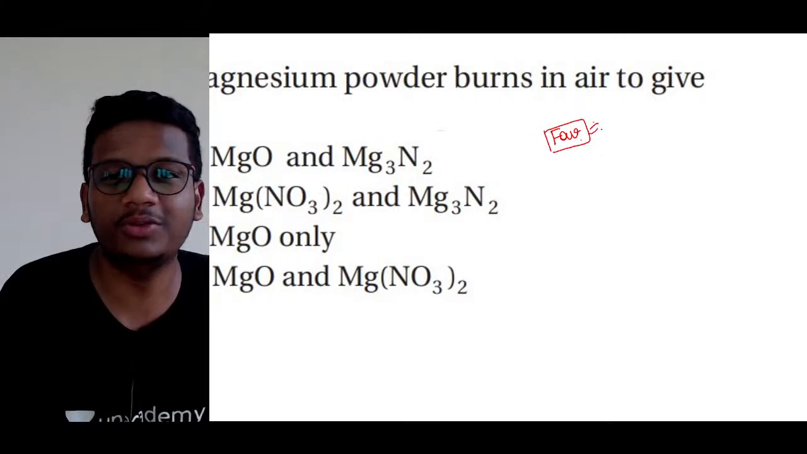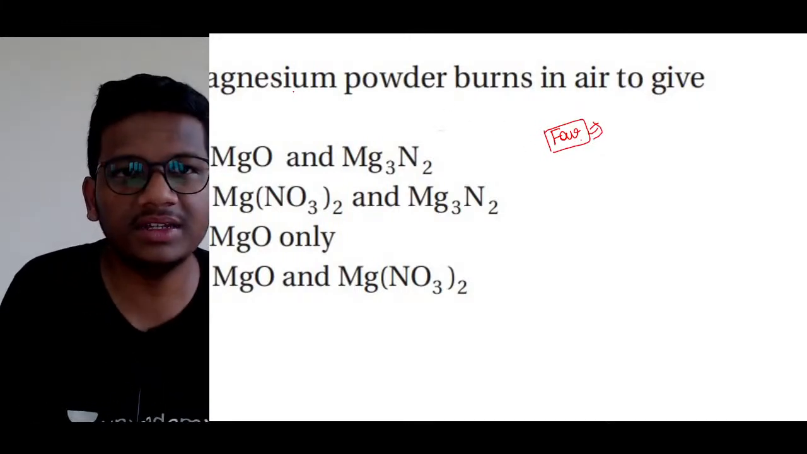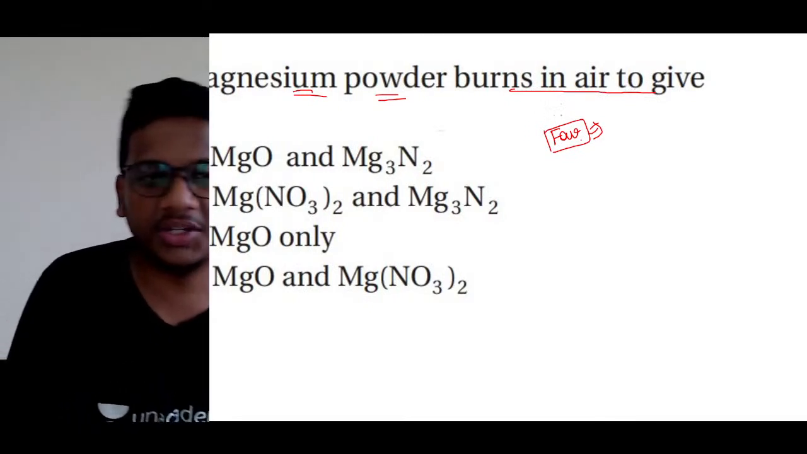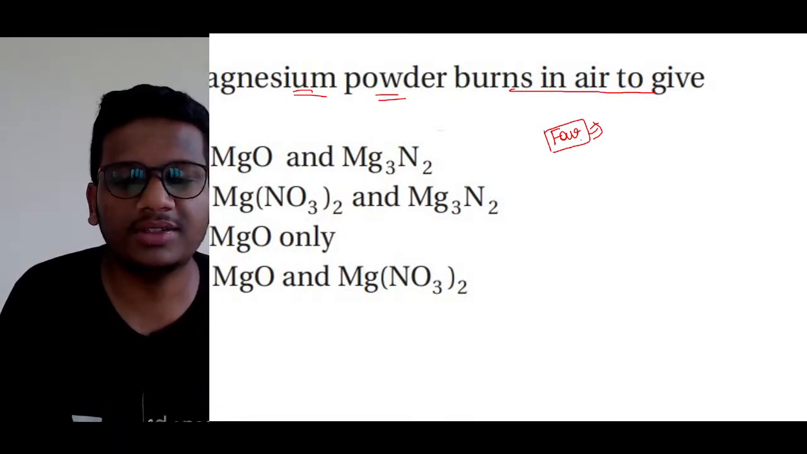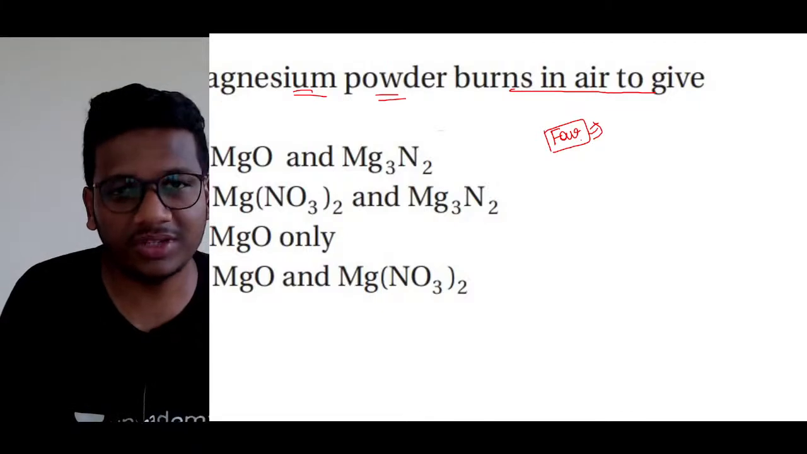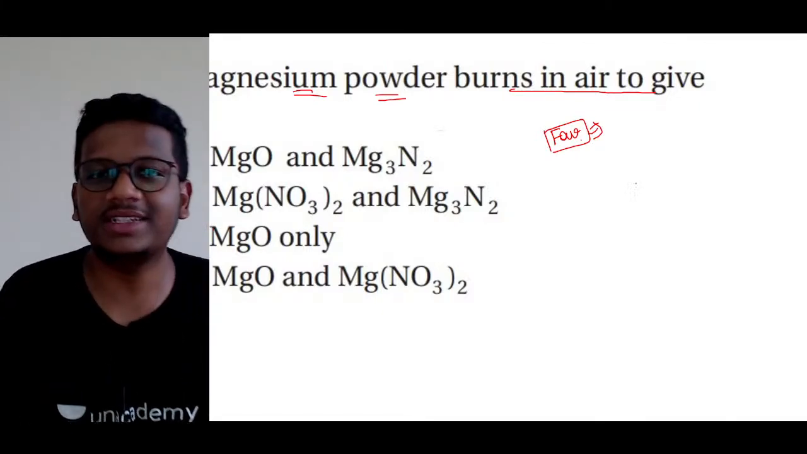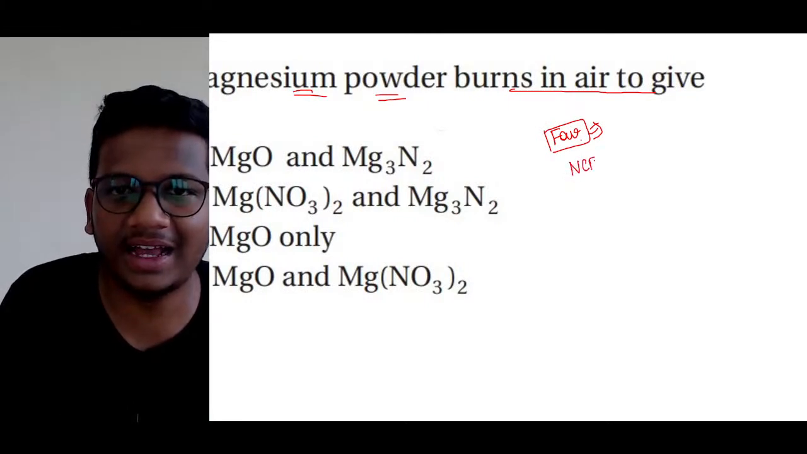Come on, you can do it. Magnesium powder burns in air to give what? Option A, magnesium oxide and Mg3N2; option B, Mg3(NO3)2 and Mg3N2; option C, MgO only; and option D, Mg(NO3)2 and MgO. It's a clear-cut line asked from NCERT.